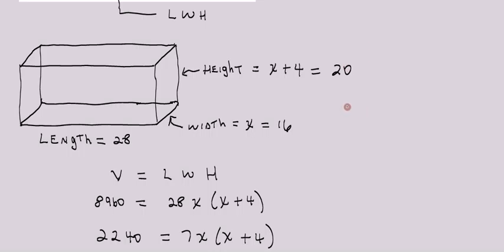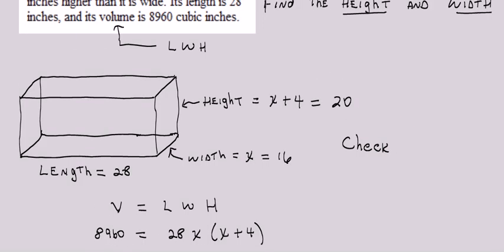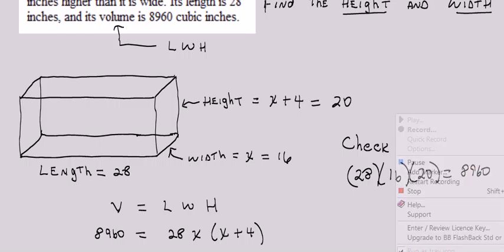So we can check our answer, because we know that the volume has to be, they gave us that, 8960. So check it by multiplying the length times the width that we just found times the height that we just found, and verify that you get 8960, which we do.